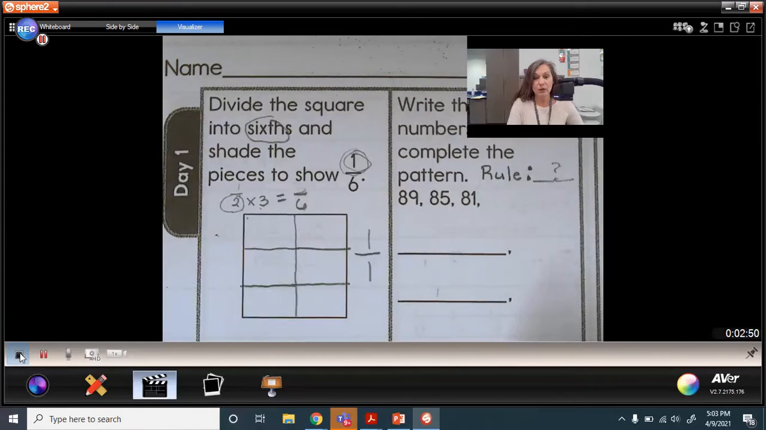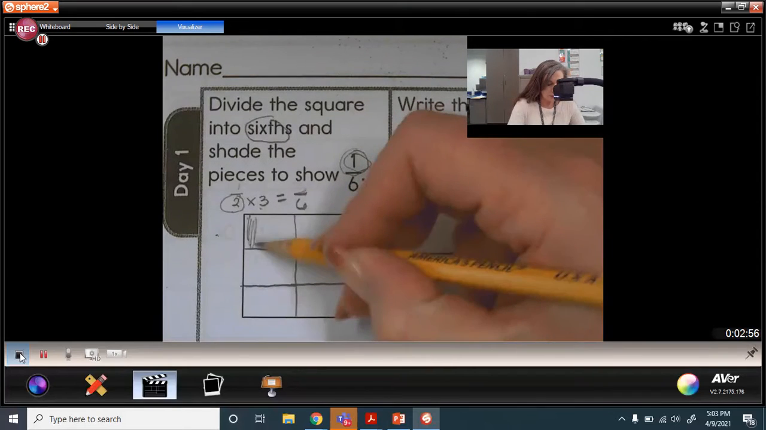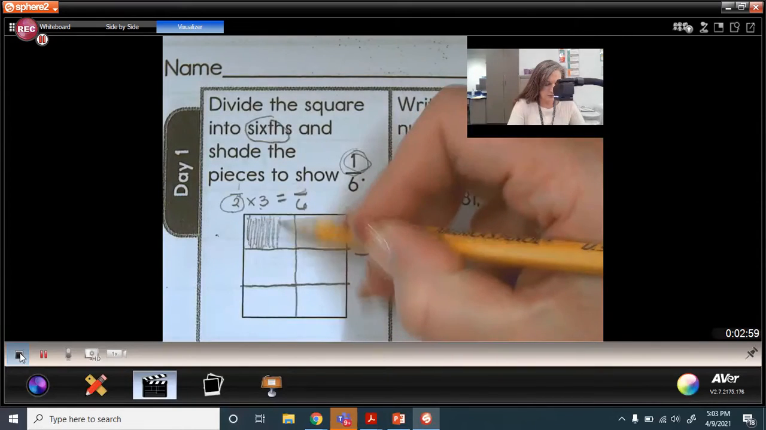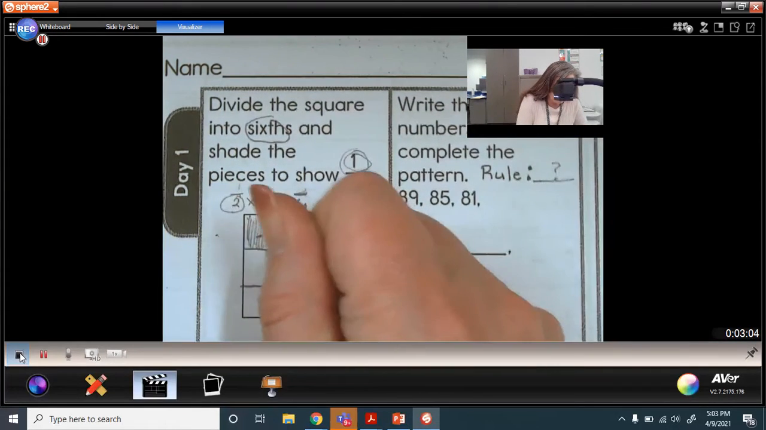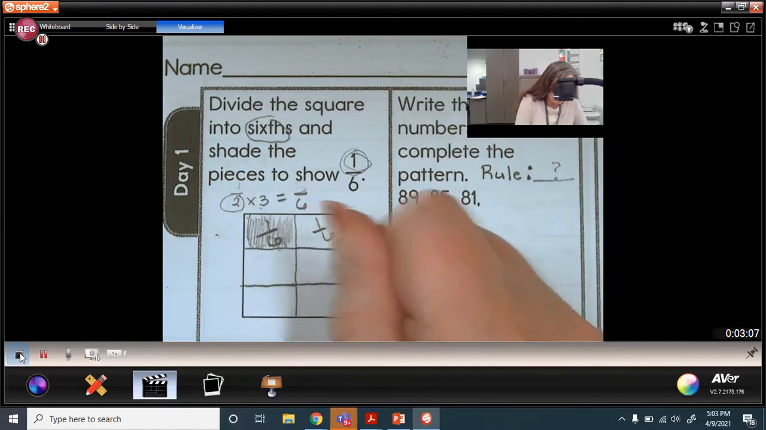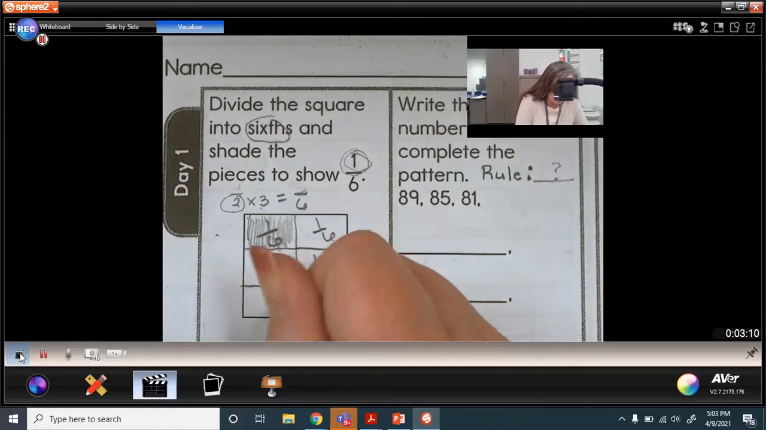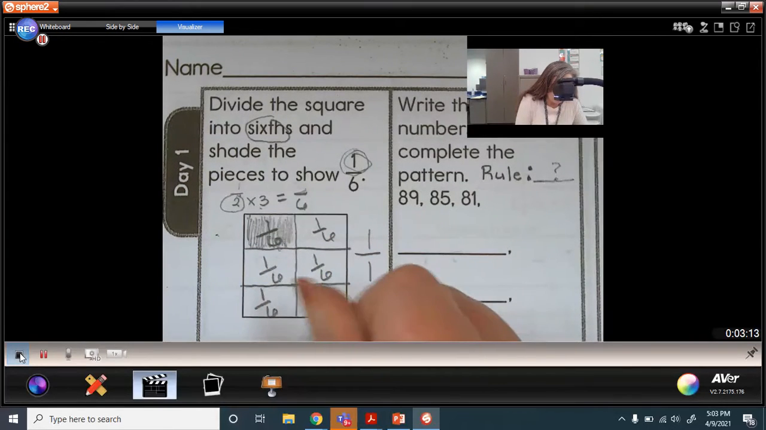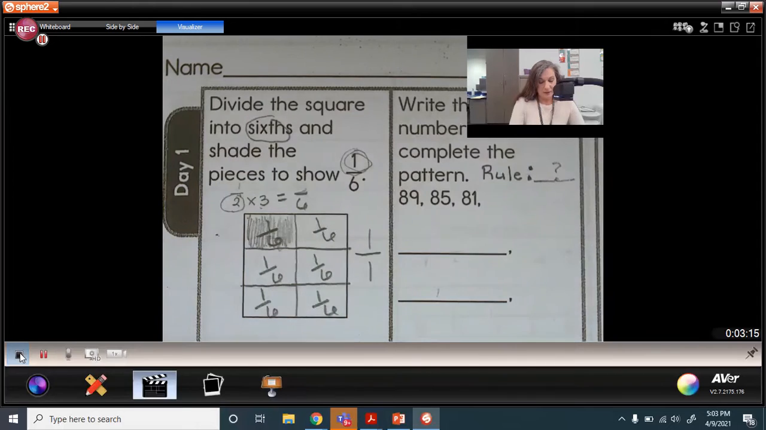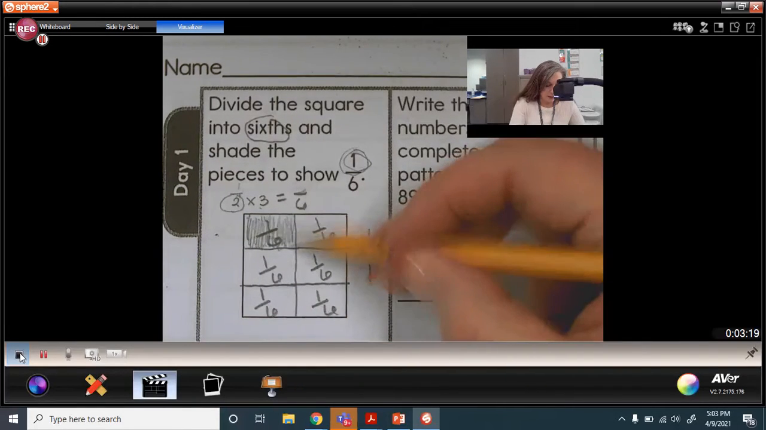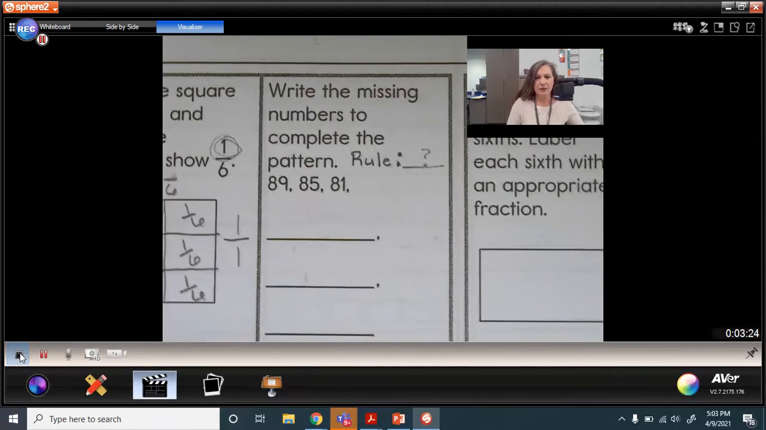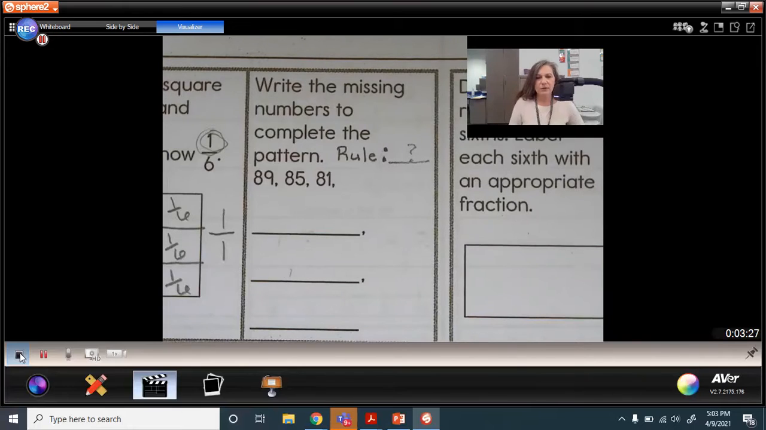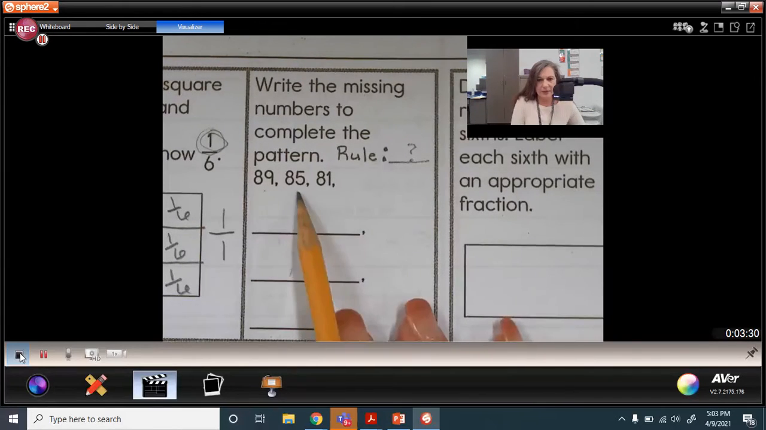Now it doesn't matter which one you shade in as long as you shade 1/6 pieces. I'm going to shade that piece right there, and I'm going to label it 1/6. Now remember, each one of these parts is a unit fraction, meaning one unit is 1/6, and this 1 is shaded in. Okay? Now the next problem is a pattern.